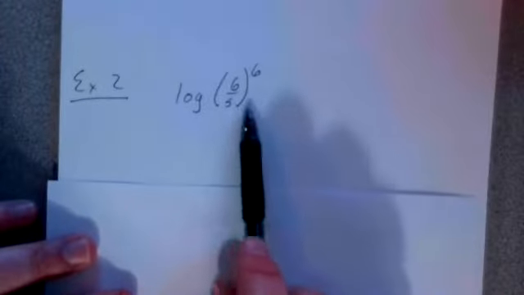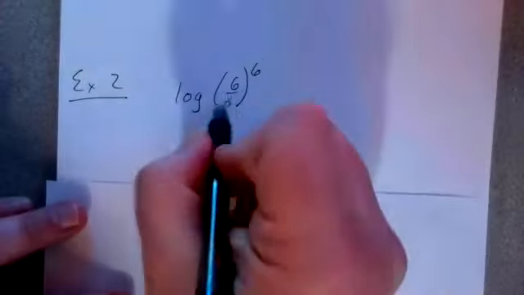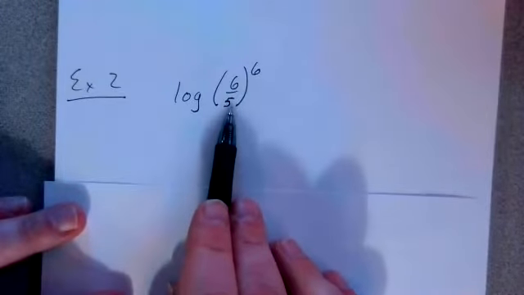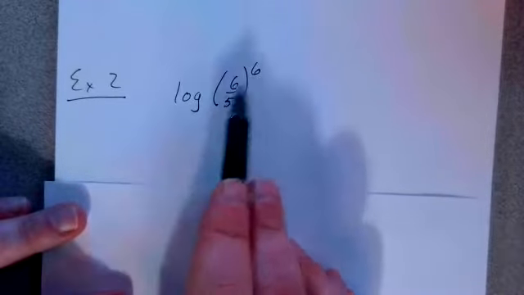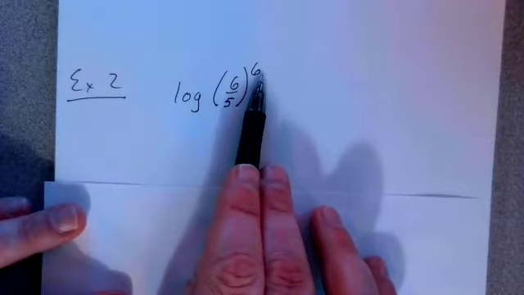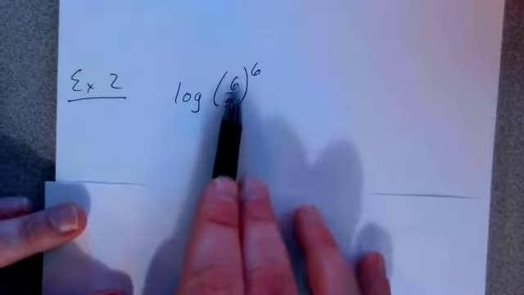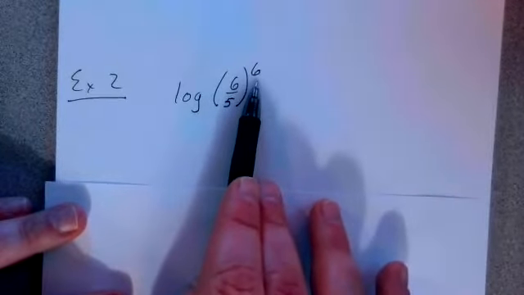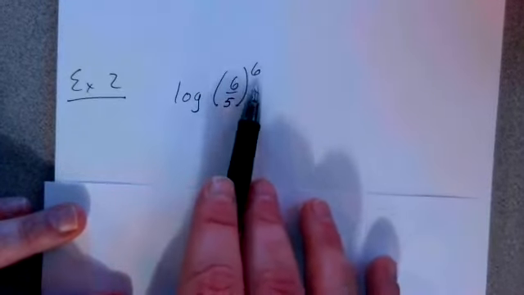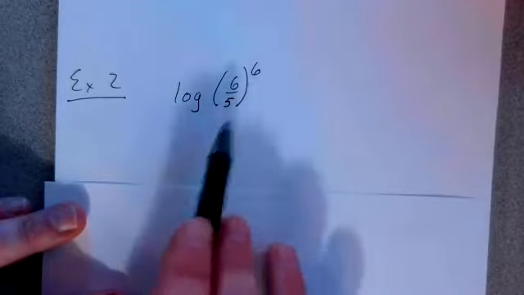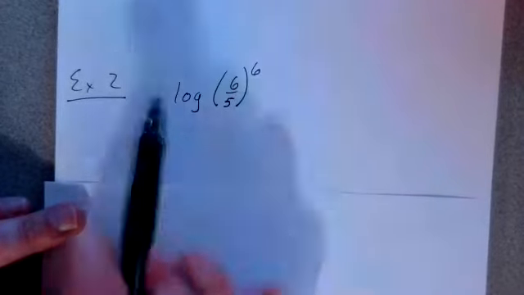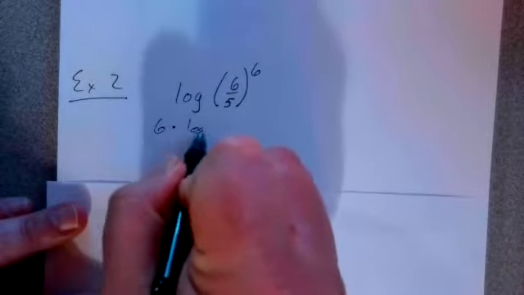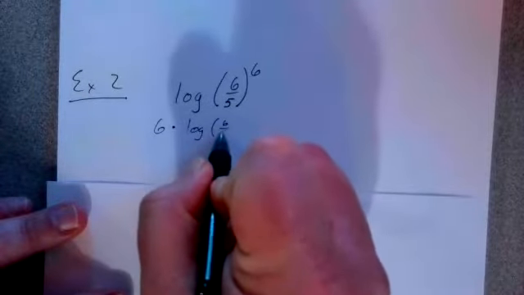Now here, I have several things happening. I have 6 over 5, so 6 divided by 5, but I also have this exponent. Now, I need to take a look. The argument is 6 over 5, and all of this, the 6 and the 5, both have that exponent. So the first rule that I have to follow here is the exponential rule. That 6 has to come out front. So I'm going to start by saying 6 times the log of 6 over 5.